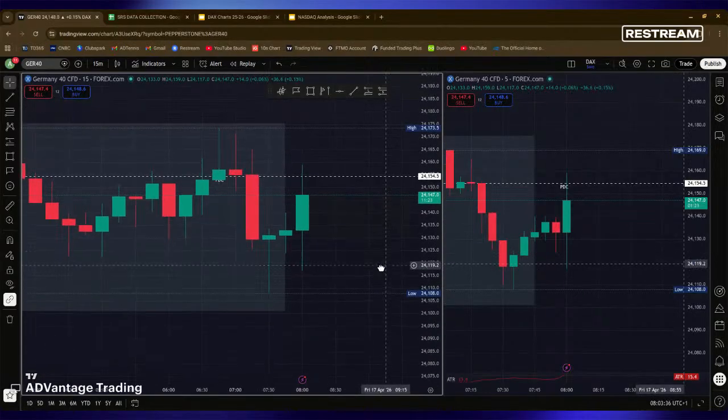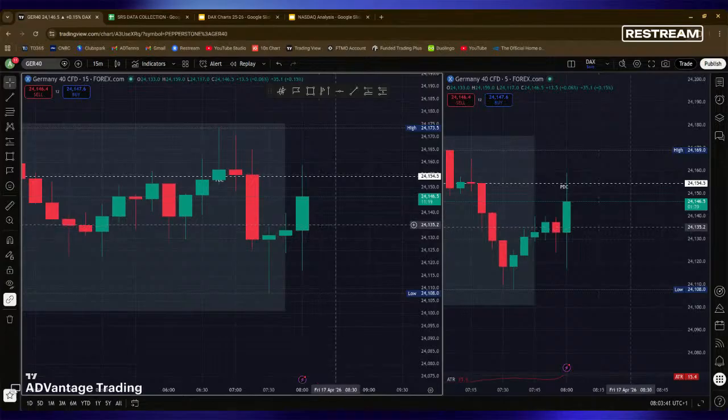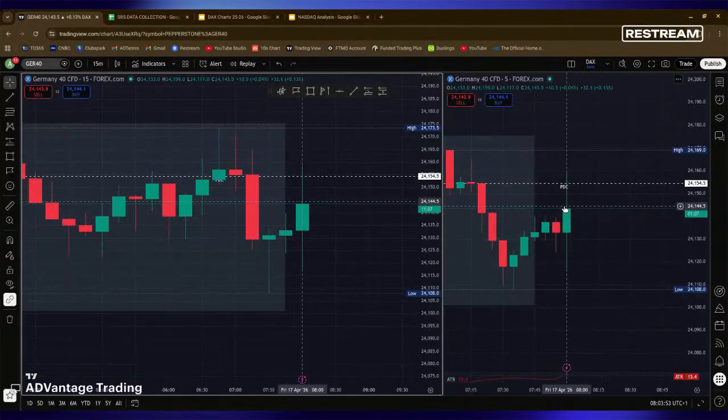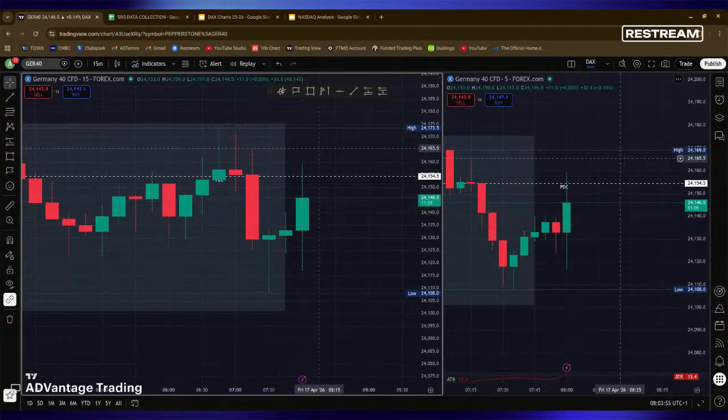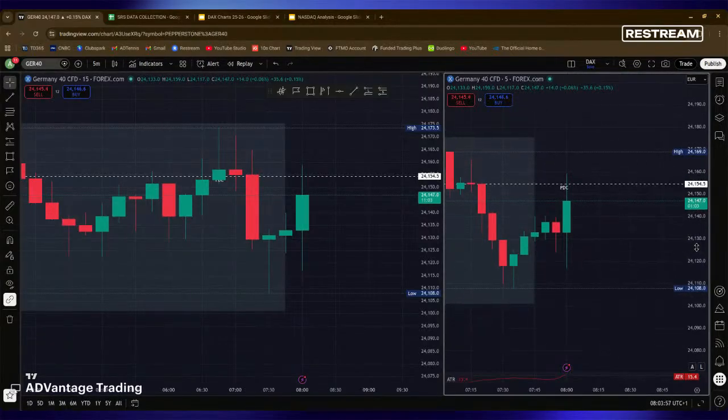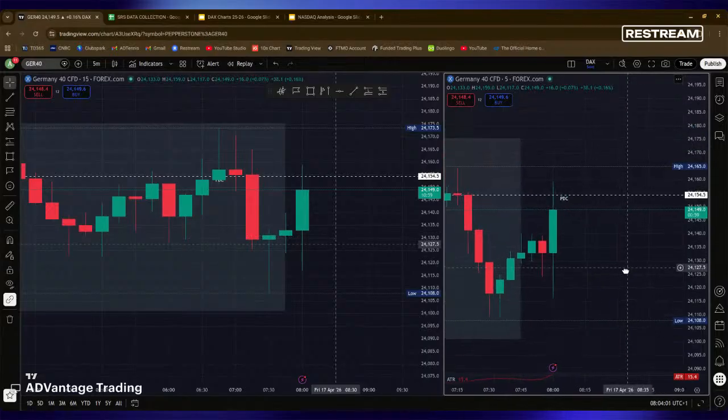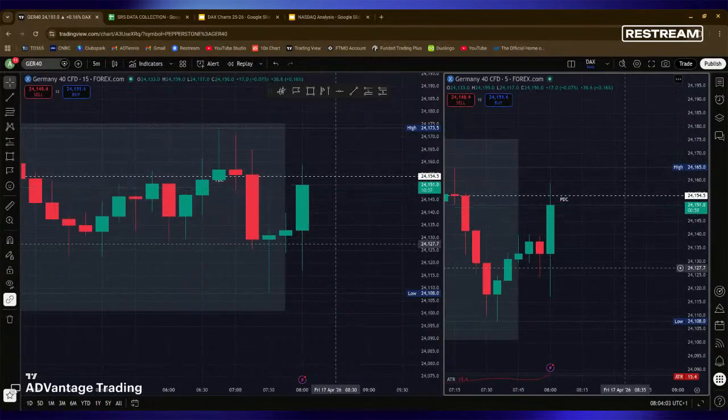So yeah, let's have a look. So on the left, I have got a 15-minute chart, and on the right, I have got a 5-minute chart. The 15-minute chart is what I use for my school run strategy, but the 5-minute chart is what I look at to gauge where the market is likely to go and what the behavior of the traders is like on any given morning.